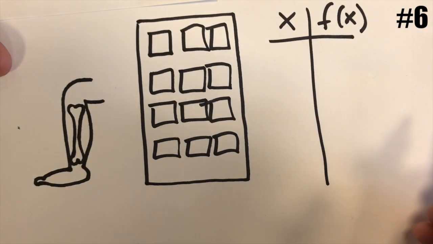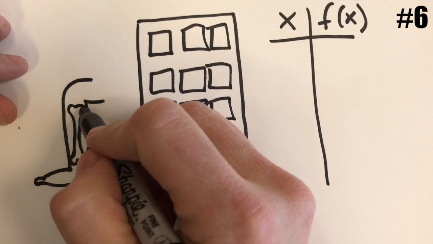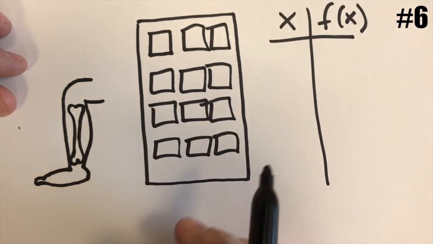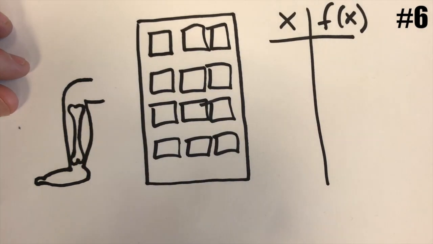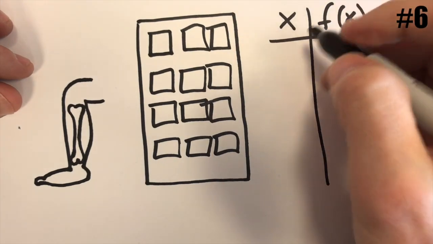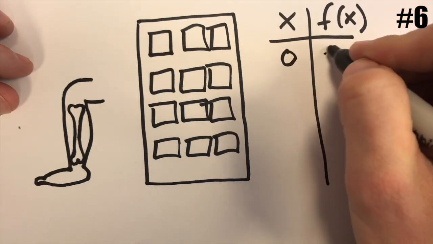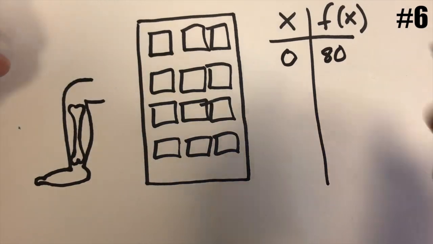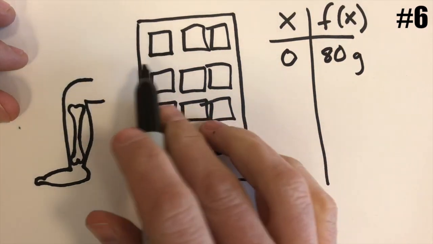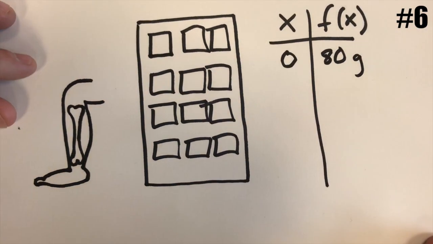Okay, in this case, we're talking about the mass of the shin bone of a newborn baby. So this is in grams. When the baby's born, that shin bone, let's say, is 80 grams. That's after 0 months, so we're measuring time in months.